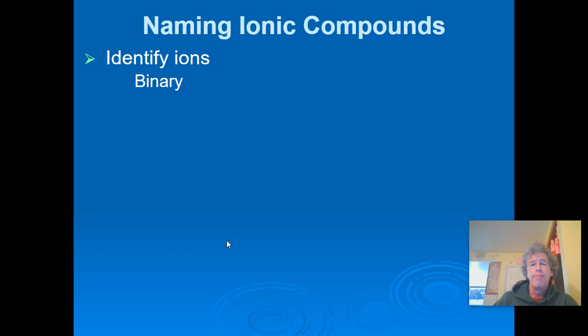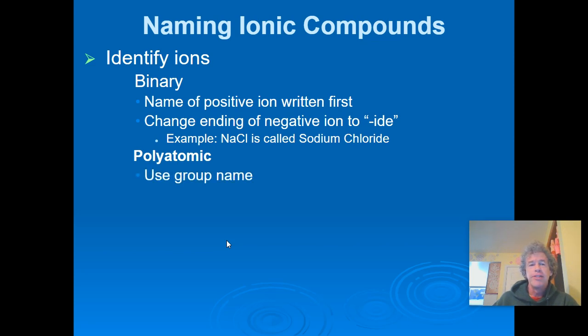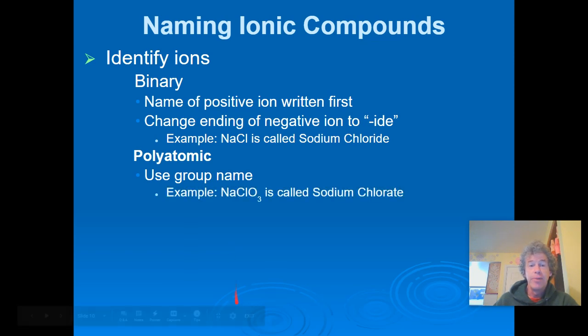Now, if you want to name, going the other way, first off, identify the ion. If it's binary, you name the positive ion first, then put the negative ion in and end it with "ide." So for example, NaCl is sodium chloride. If it's polyatomic, meaning it has a group, like the sulfate or something like that, use the group name. So you'd start with the metal, Na, and then you have the group. This is the chlorate ion, so it's sodium chlorate.